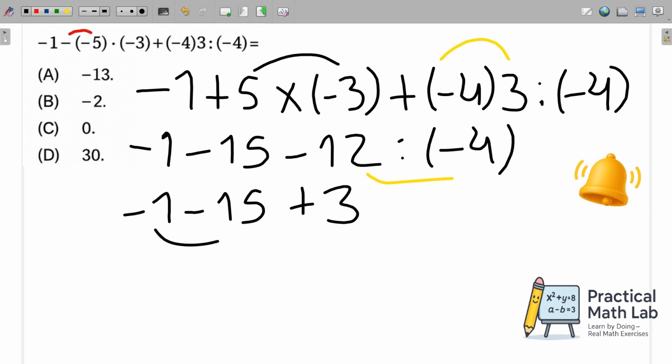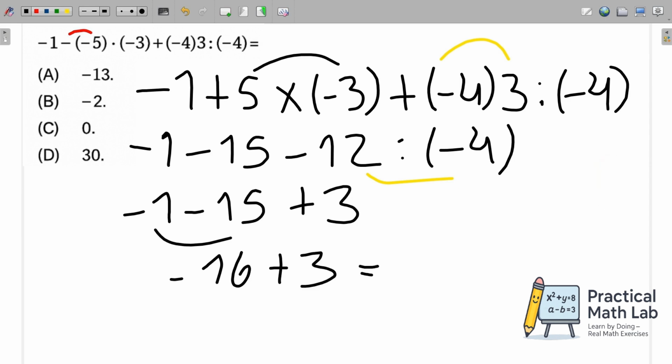-1 minus 5 minus 15 equals -16. +3 equals -13. So the correct answer is letter A, -13.